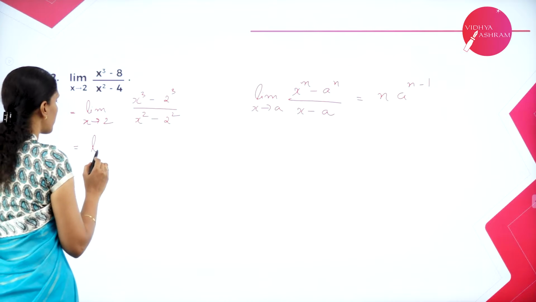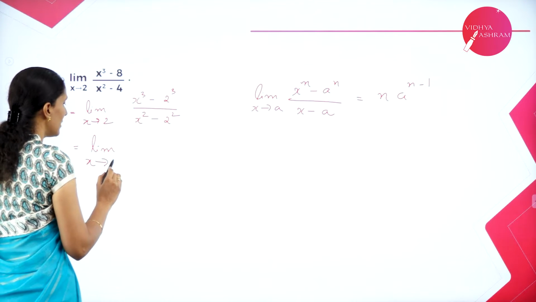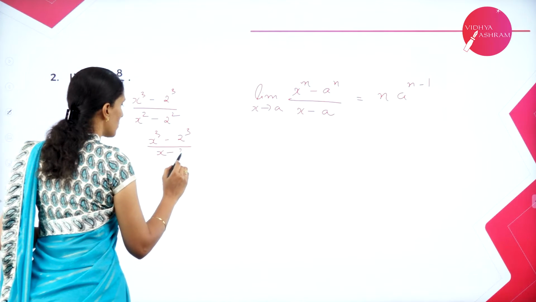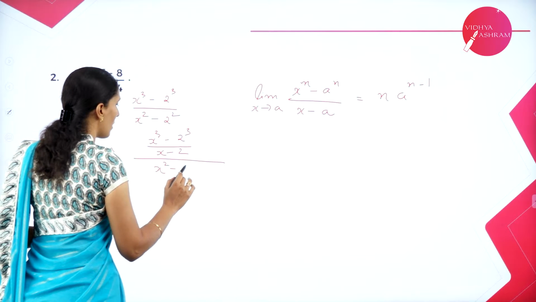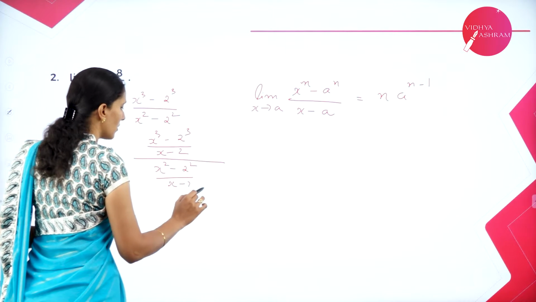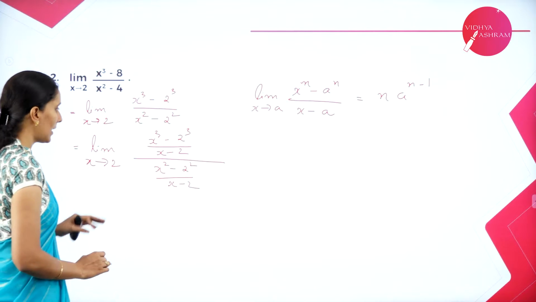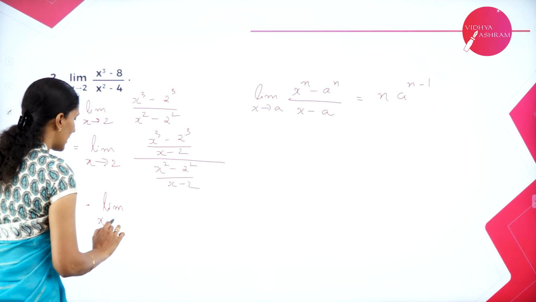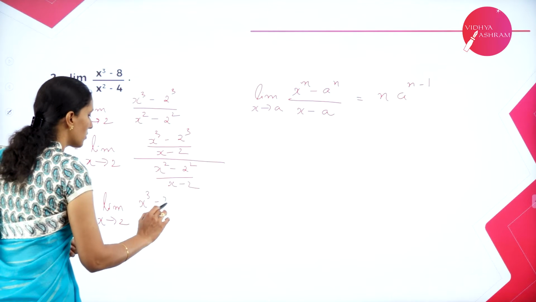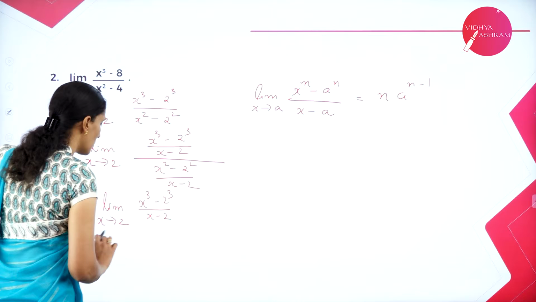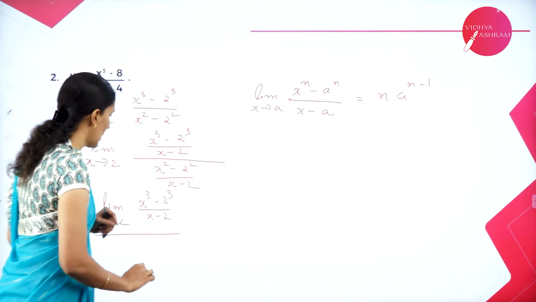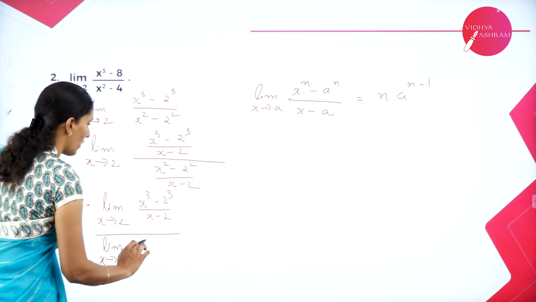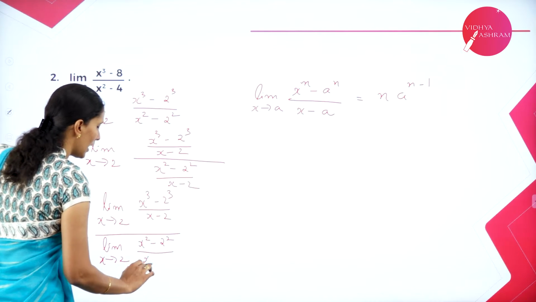What happens? Limit x tends to 2, x cube minus 2 cube divided by x minus 2 whole divided by x square minus 2 square divided by x minus 2. Now apply the limit separately using quotient function. So that is limit x tends to 2, x cube minus 2 cube by x minus 2. So this is what the general expression is. Limit as x tends to 2, x square minus 2 square divided by x minus 2.